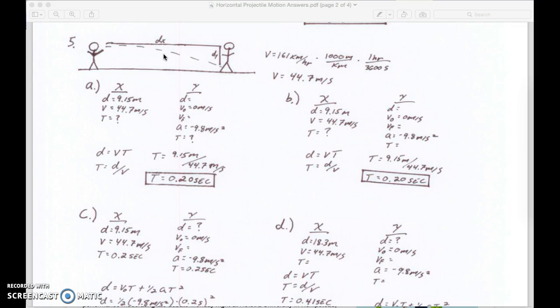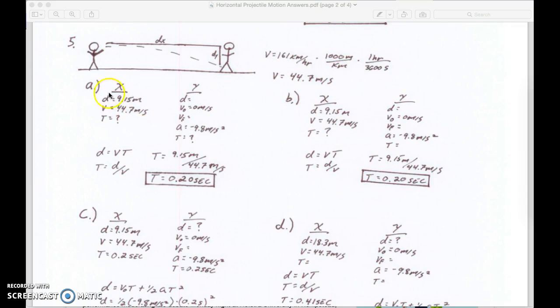And finally E, why aren't the answers to C and D equal? Well, let's take them one at a time. A, how long does the ball take to travel the first half of the distance? Well, if the total displacement is 18.3 meters, then half of it is 9.15 meters. The velocity in the x direction is 44.7 meters per second. We had to convert 161 kilometers per hour, so I multiplied that by 1,000 meters per 1 kilometer and 1 hour per 3,600 seconds to get the velocity in the x direction of 44.7 meters per second.